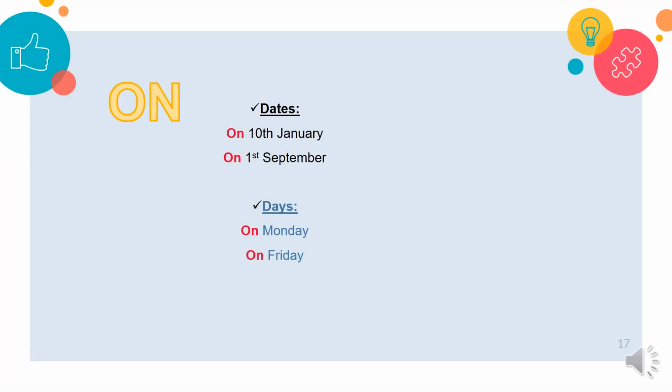On, we mention the day. So we mention the day and the month. On 10th January, on 1st September. This is date. Then we use on with days: on Monday, on Friday.